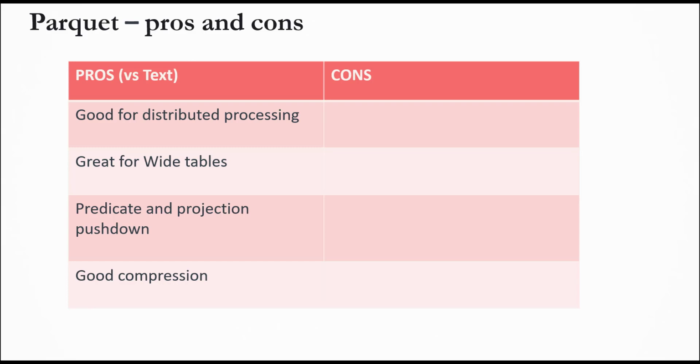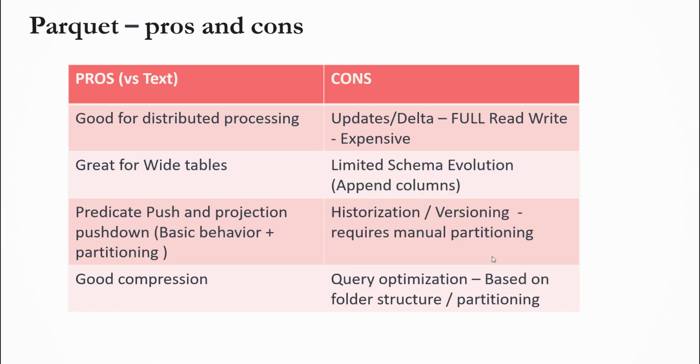It suits distributed processing. It's great for wide tables because you can always work with a subset of the columns without a full scan of the file, like in text. It has a built-in mechanism for predicate and projection pushdown, which is a fancy term for query optimization both on the column level as well as on the record level. And finally, columnar storage is better for compression, which saves space on the disk, which means less cost.